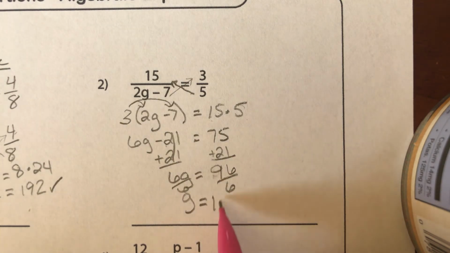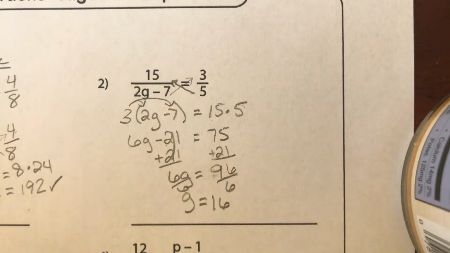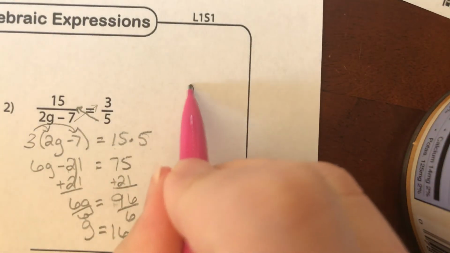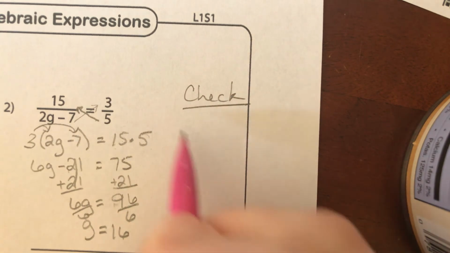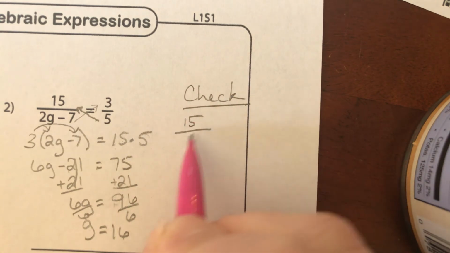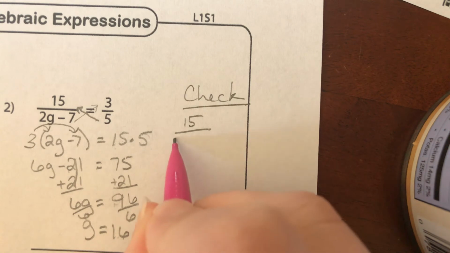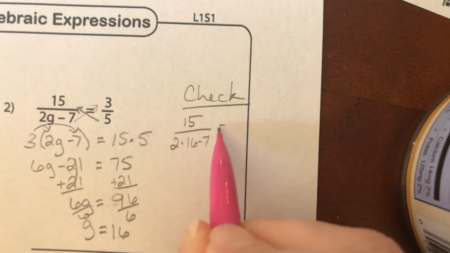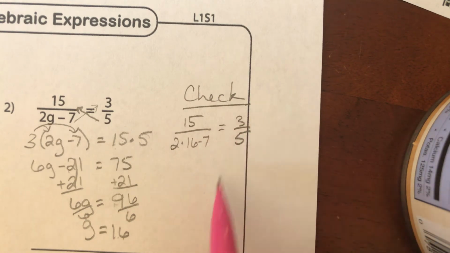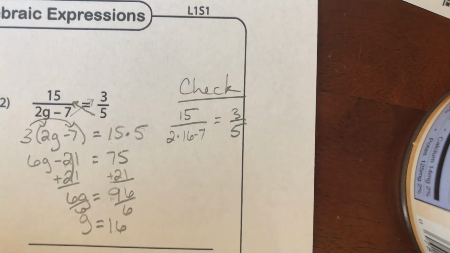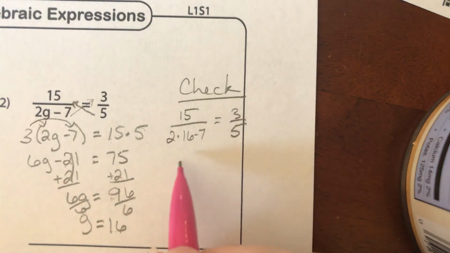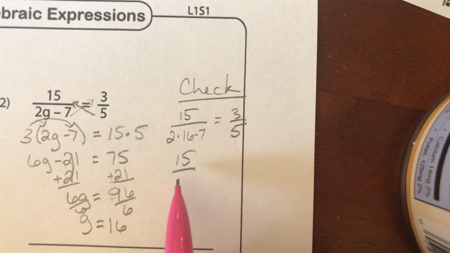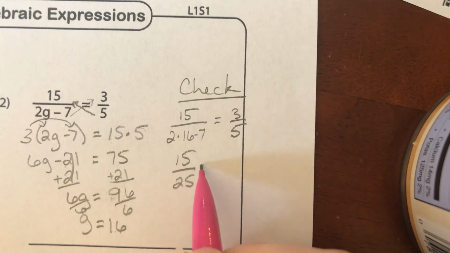G equals 16. All right, let's check this one, because now I've confused myself. Let's make sure we got this right. So my check, 15. I'm going to fill my 16 right in. So 2 times 16 minus 7 equals 3 over 5. So I'm going to do 2 times 16 minus 7. I'm going to simplify that right up all at once. I used my calculator, and I got that to be 25.